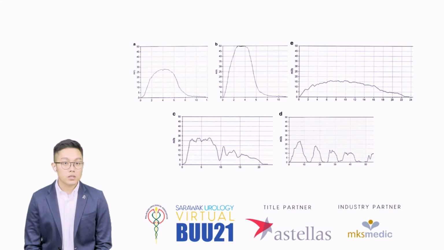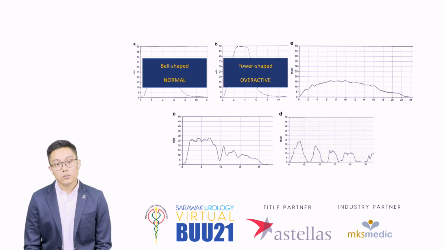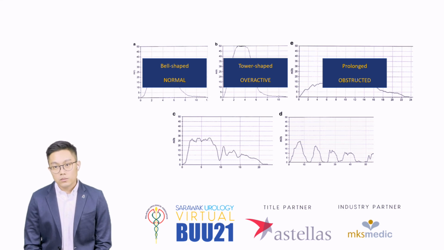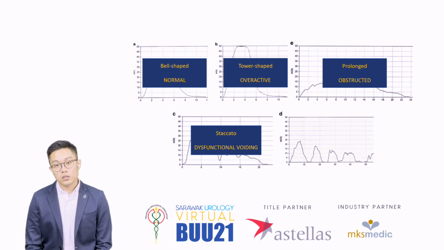If the first one, you see a bell shape, it's fairly normal. Then you have the tower shape, very high spiky pressure, which is probably overactive. A flattened or prolonged shape indicates some form of obstruction. When there's a staccato, it indicates probably dysfunctional voiding. And interrupted flow usually indicates underactive bladder.